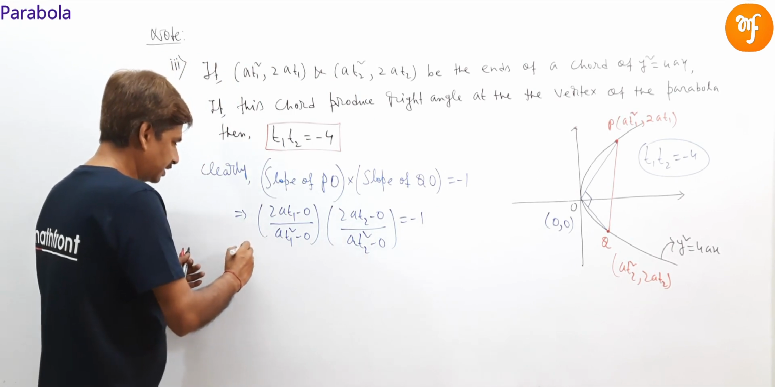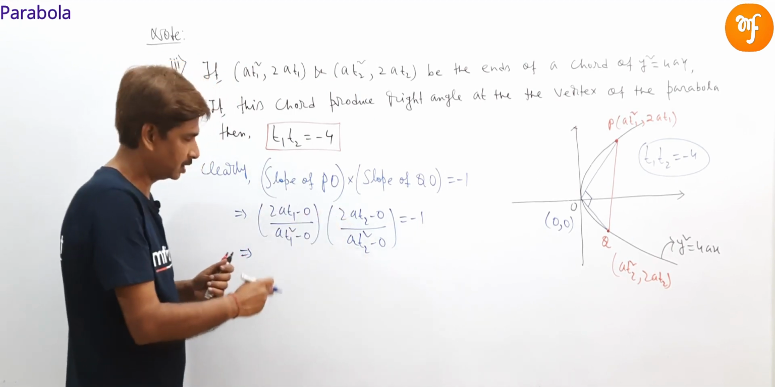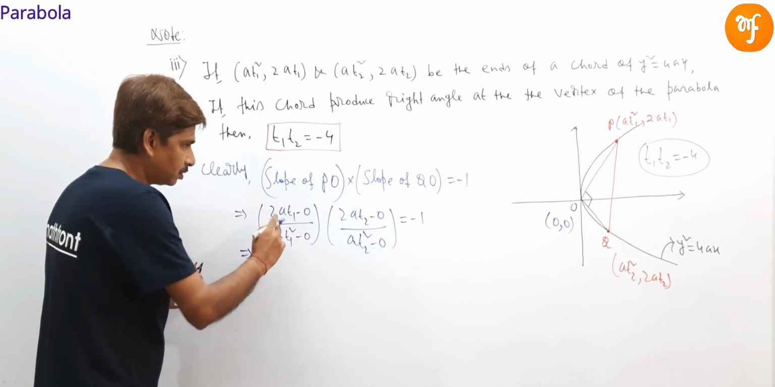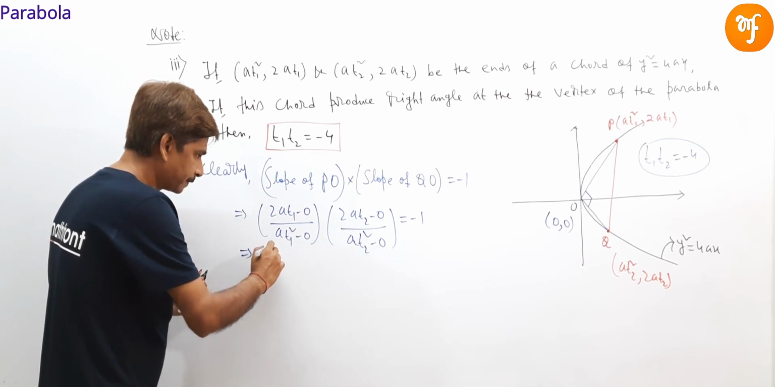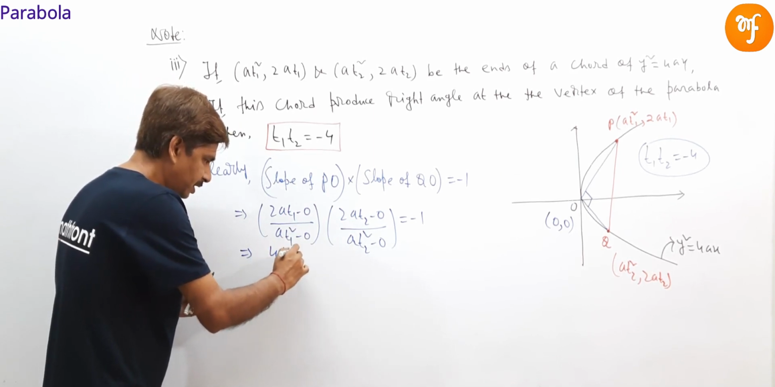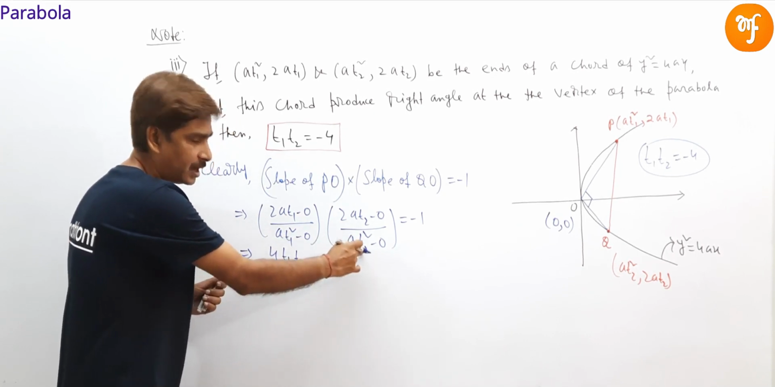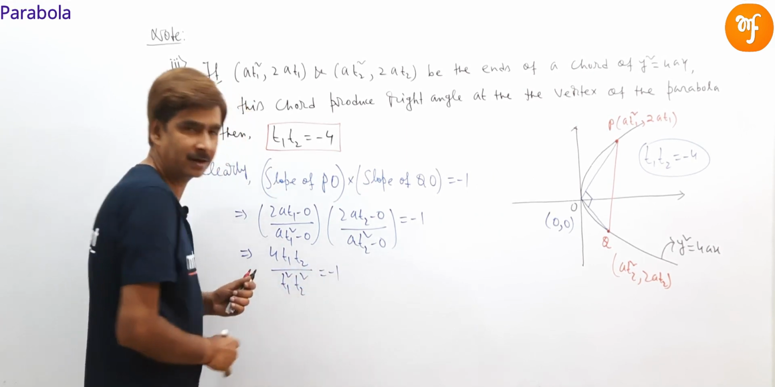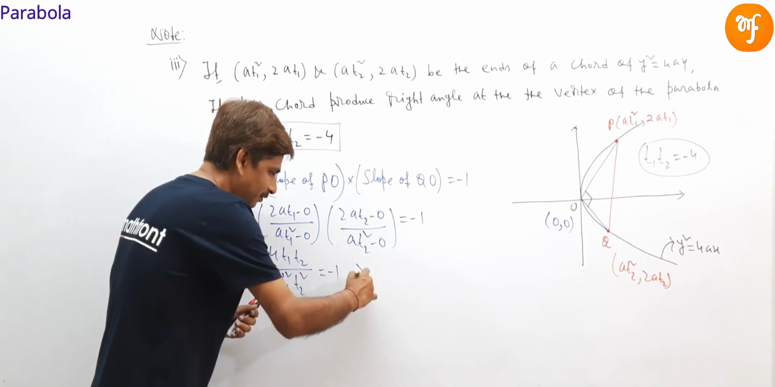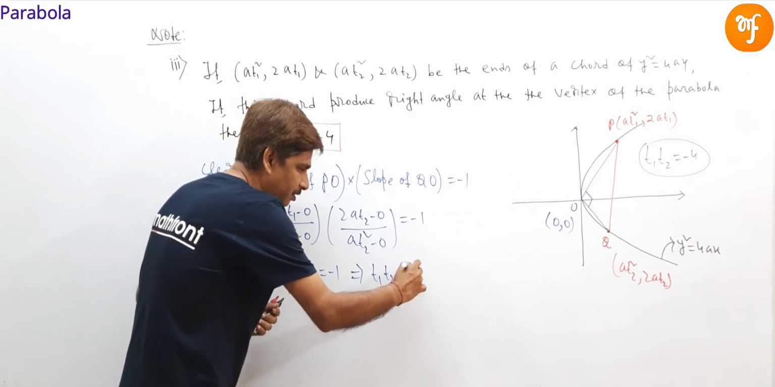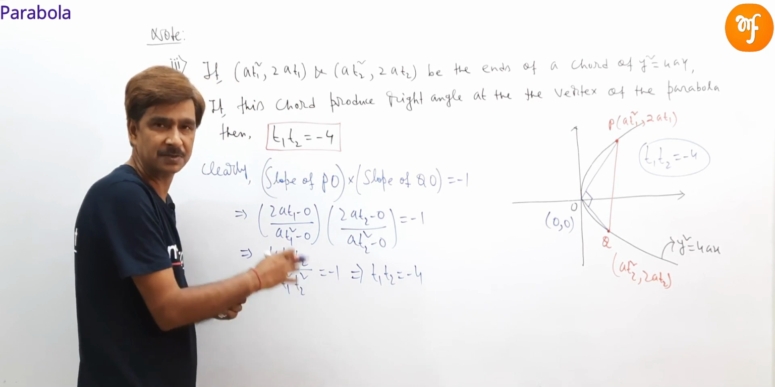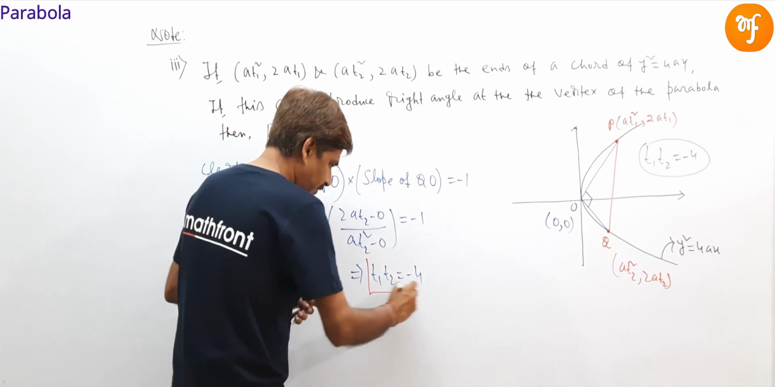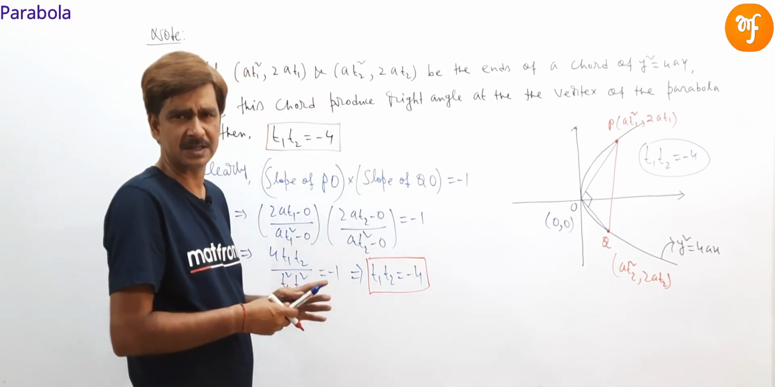Clear? So what we get from here? At the numerator it is 4, because a cancels from both numerator and denominator of each factor. So the numerator will be 4 into t1 t2 and the denominator will be t1² into t2². So this is 4 t1 t2 over t1² t2² equal to minus 1. So we can write the value of t1 into t2 from here as minus 4, as t1 t2 cancels from both numerator and denominator. So this results in t1 into t2 becoming minus 4. Okay, so thus we can prove. It is very easy, I think.